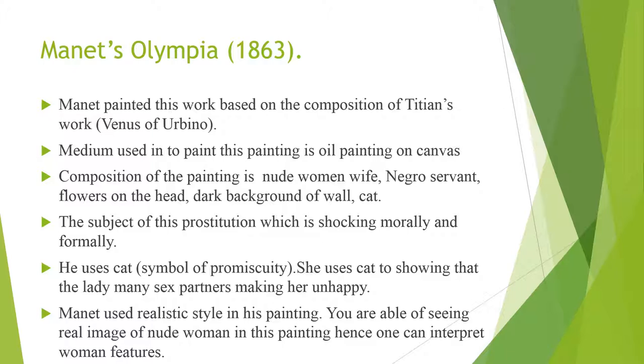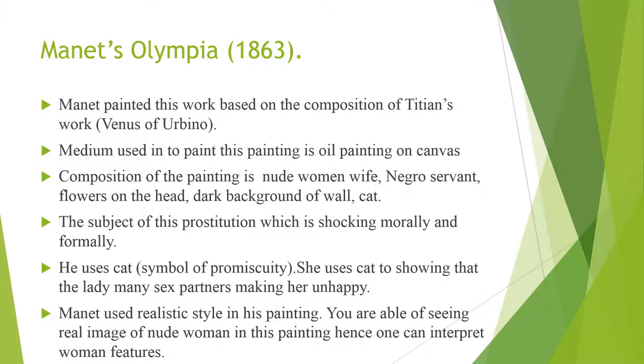As we also see from the picture, the woman tries to refuse the flowers that are being brought by one of the servants, the black servant. This shows that she is not accepting them, maybe because they are from one of her clients or so on. So Manet also used realism in his painting, because you are able to see the real image of an old woman in his painting. Hence, you can see some features of a real person.